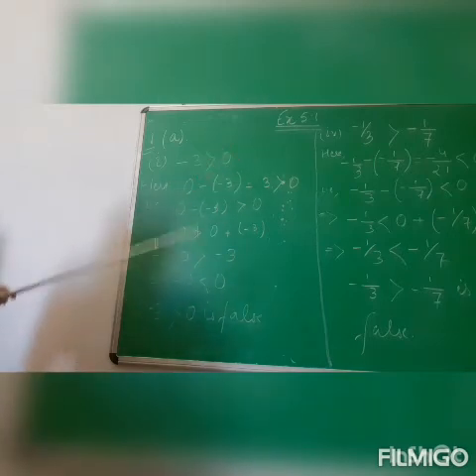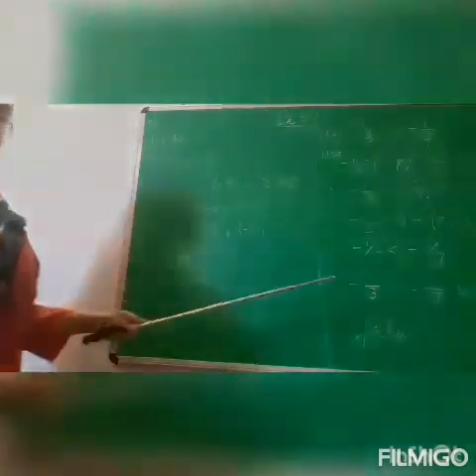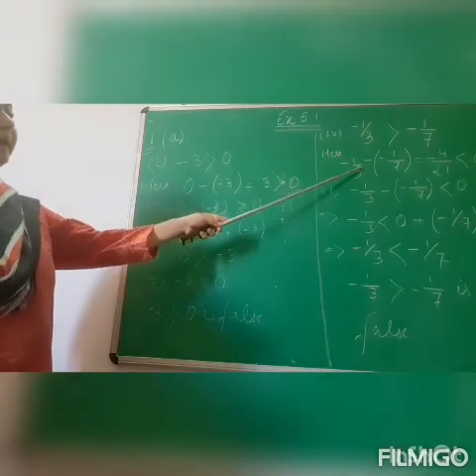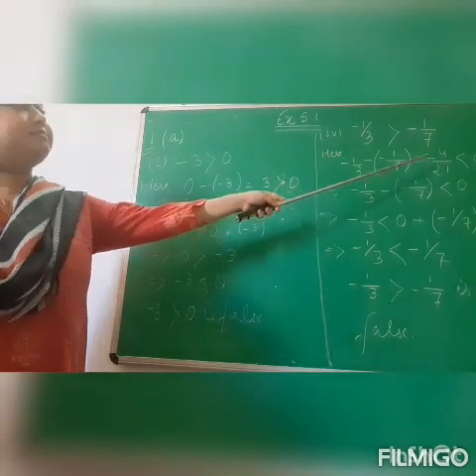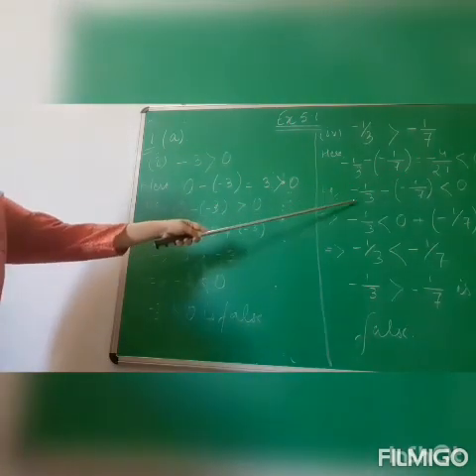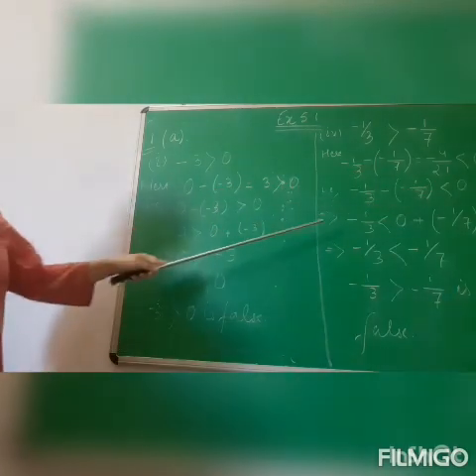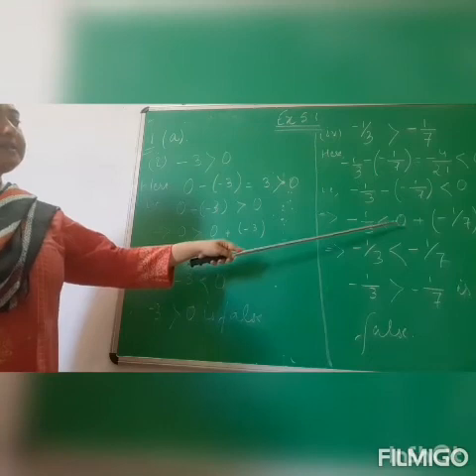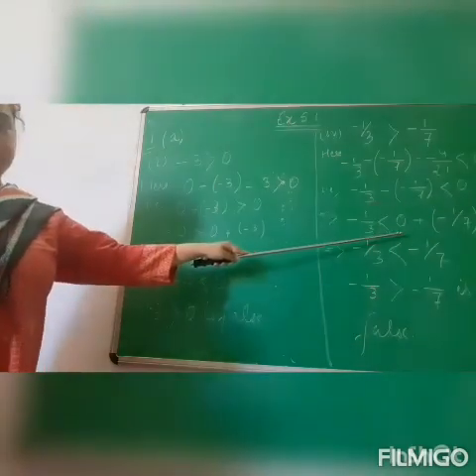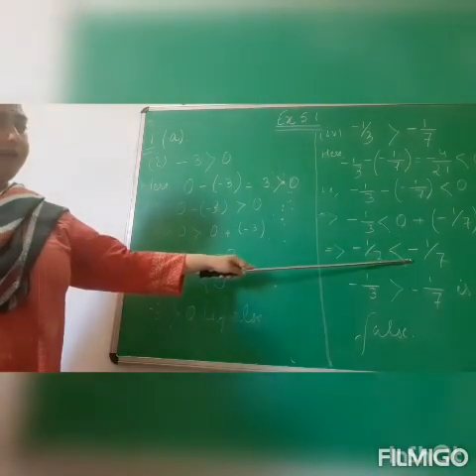Okay. Now next, number 4. Minus 1 by 3 greater than minus 1 by 7. State whether it is false or true. So here minus 1 by 3 minus (minus 1 by 7) gives us minus 4 by 21, which is less than 0. Now minus 1 by 3 minus (minus 1 by 7) will be less than 0. So minus 1 by 3 is less than 0 plus minus 1 by 7. If I shift it there, it will be plus minus 1 by 7. So minus 1 by 3 is less than minus 1 by 7.